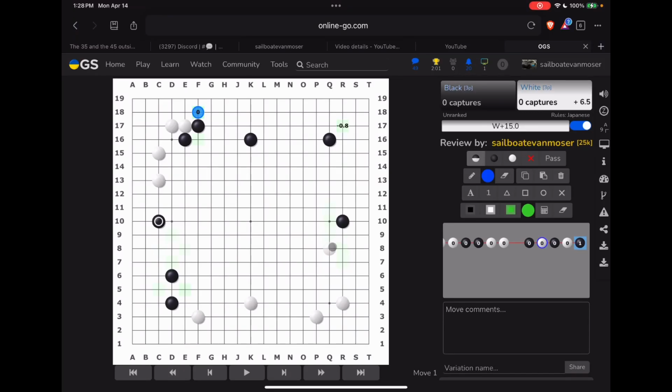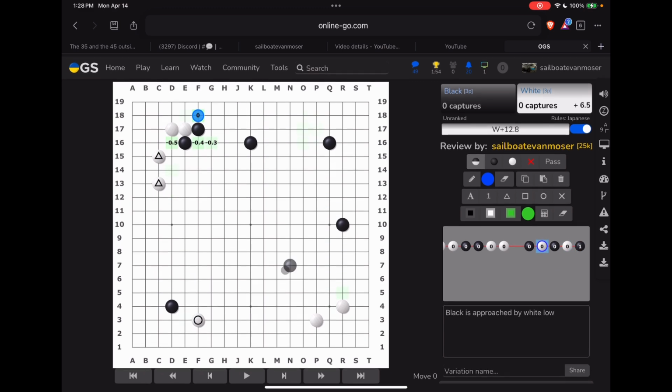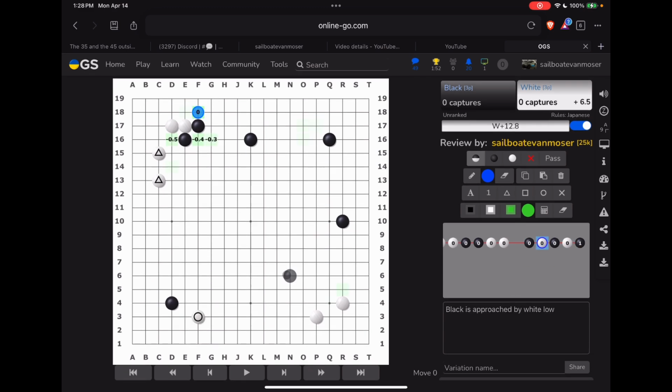This is from the Opening Theories Principles book on the third and fourth line. To understand the difference between the third and fourth line, we start with a position such as this. Black's starting position is here. White makes the first move. White makes the low approach right here.